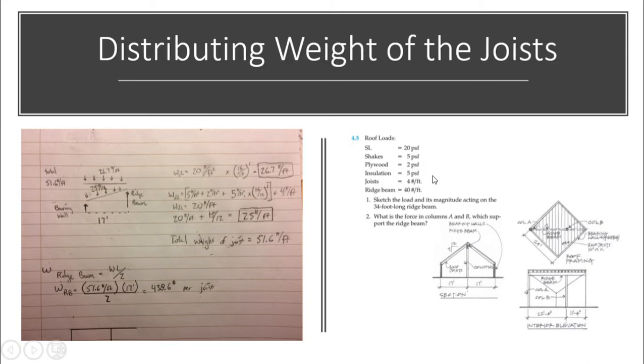Now that we have the linear pounds per foot of the joists, we can take that and apply it to the ridge beam. The ridge beam is only going to take half the weight of each side of the joist. So if we take that 17 foot of joist and we divide it by 2, that's going to be half the joist that's applied to the ridge beam. The other half of that joist is going to be applied to the walls. We have 51.6 pounds per linear foot for the weight of the joist times the 17 feet of joist, divided by 2. So we get a weight of 438 pounds per joist along the ridge beam.